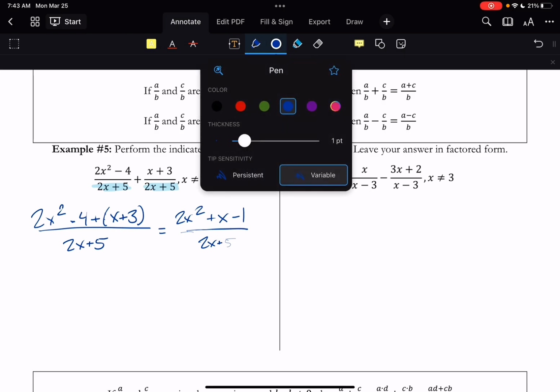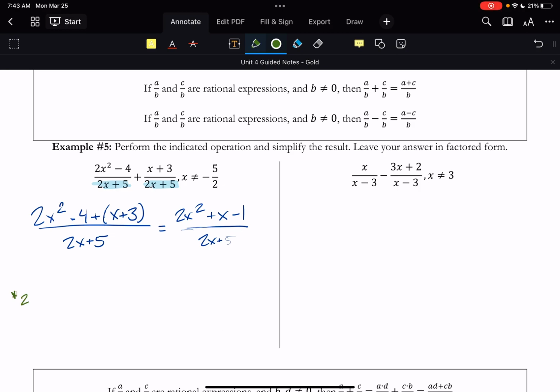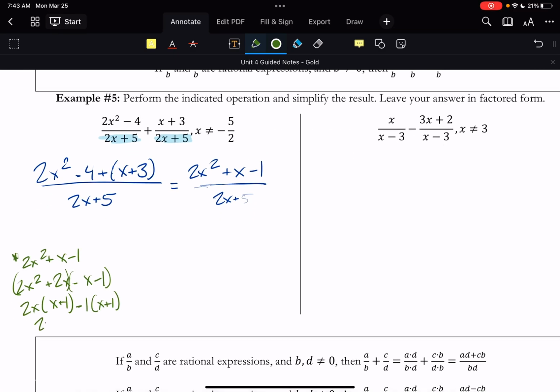So I can factor that. If I use AC, the two numbers are going to be positive 2 and negative 1. For 2x squared plus x minus 1, if I do that AC method, I can split that middle term to be 2x squared plus 2x minus 1, and then I'm going to group. I factor out a 2x, which leaves me x plus 1, and then factor out a negative 1 to give me that x plus 1 common binomial. So this is now factoring to 2x minus 1 times x plus 1.